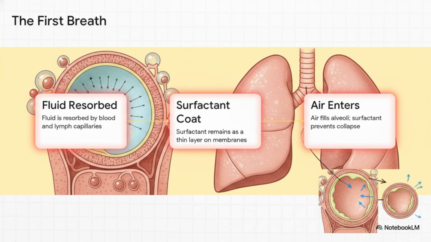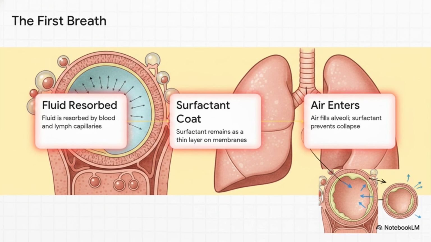Picture the exact moment of birth. An incredible, perfectly timed sequence of mechanical steps has to execute flawlessly. Step 1. The vast majority of that fetal lung fluid is rapidly resorbed by the surrounding blood and lymph capillaries. Step 2. As that fluid drains away, the surfactant doesn't just wash out with it. It stays behind, remaining deposited right there as a thin, protective phospholipid coat resting directly on the alveolar cell membranes.